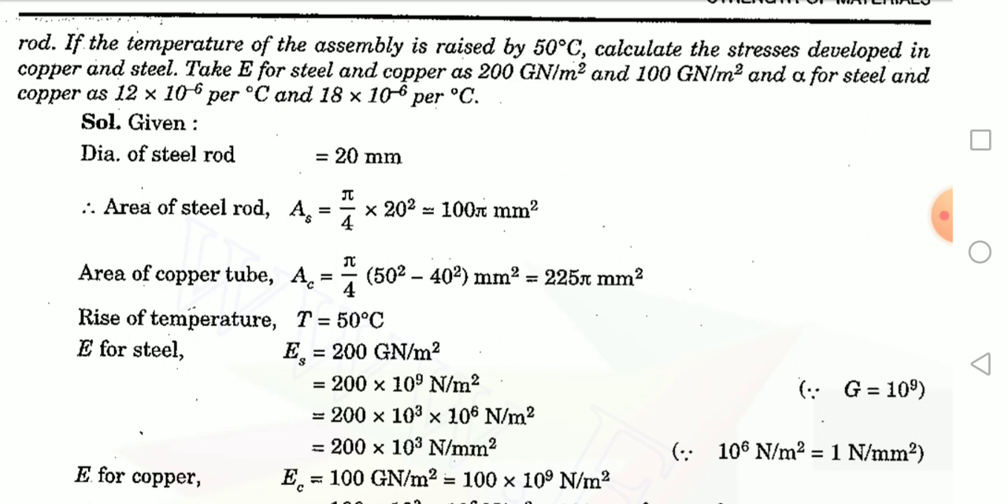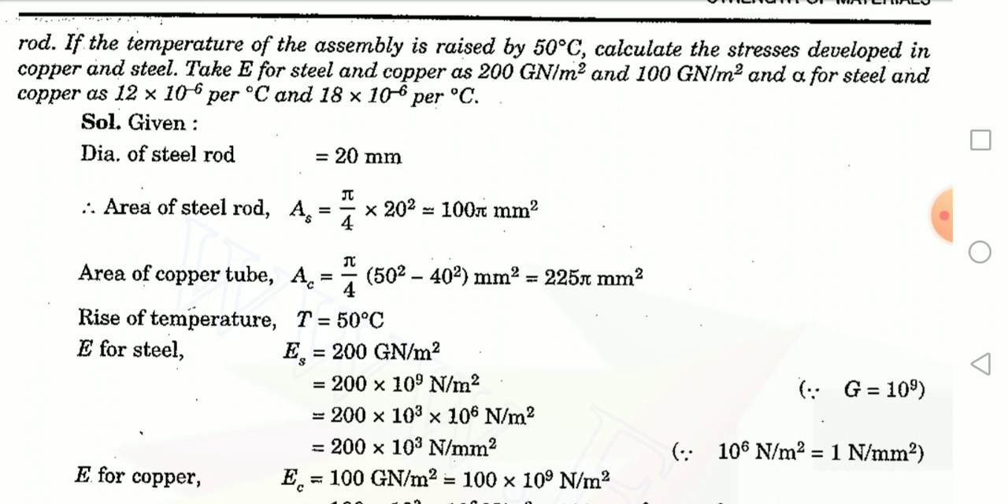In this problem, the diameter of the steel rod is given as 20 mm. Then we have to find out the area of the steel rod, and then the area of the copper tube, which is a hollow tube. So the major diameter is 50 and the minor diameter is 40. Then you can easily find out the area of the copper tube. Then the rise in temperature is given as T equal to 50 degrees Celsius. Then E for steel is given in giganewton per meter squared.